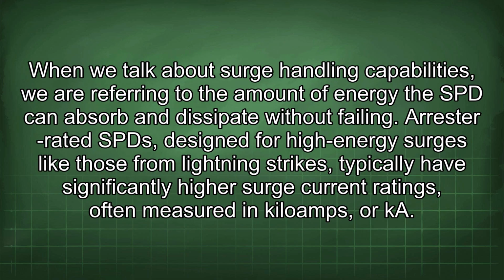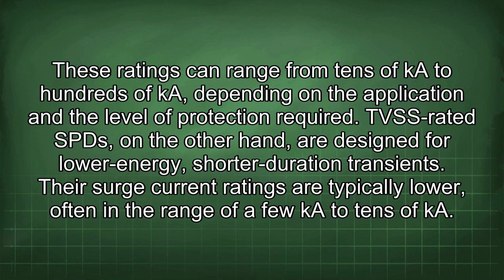When we talk about surge handling capabilities, we are referring to the amount of energy the SPD can absorb and dissipate without failing. An arrestor-rated SPD, designed for high-energy surges like those from lightning strikes, typically has significantly higher surge current ratings, often measured in kiloamps, or kA. These ratings can range from tens of kA to hundreds of kA, depending on the application and the level of protection required. TVSS-rated SPDs, on the other hand, are designed for lower energy, shorter duration transients.